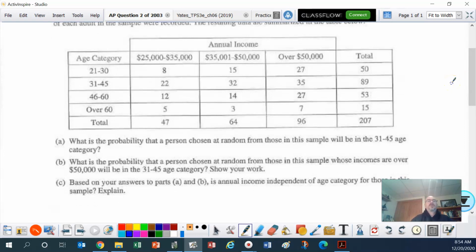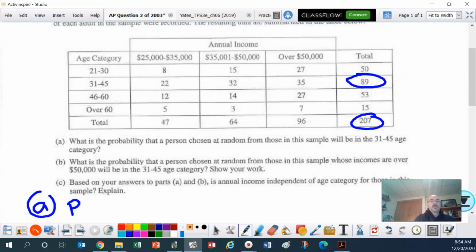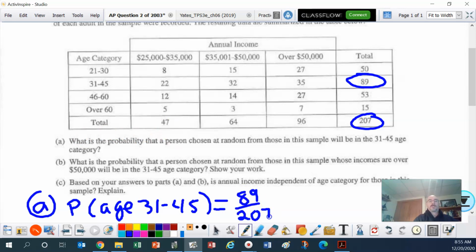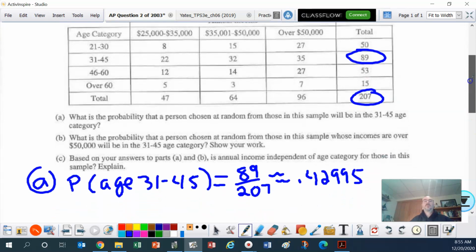Okay, well, 31, so that would be 89 out of the 207, right? So this is A. The probability of age 31 to 45 is going to equal 89 divided by 207, which is approximately 0.42995. All right, moving on.